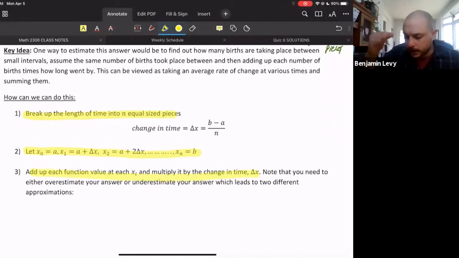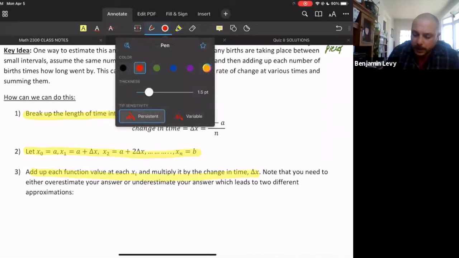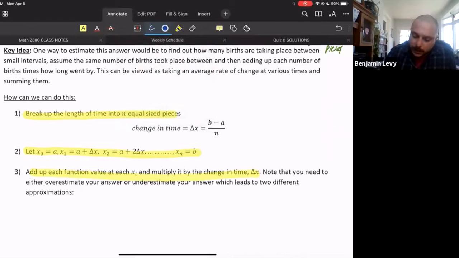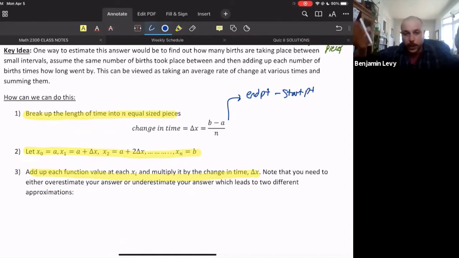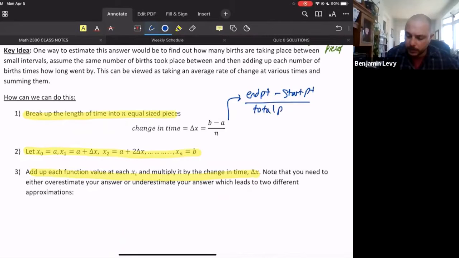Let's talk about that in a second. Let's do these step by step here. The first thing is telling us b minus a over n is going to be the end point minus the start point. So you're figuring out the width, and then you divide it by the total pieces. That'll tell you the step size you want to take between them. You want to think about this as a step size.